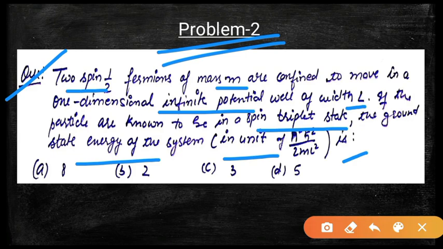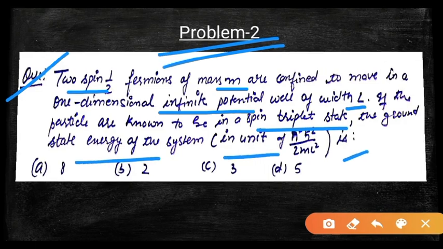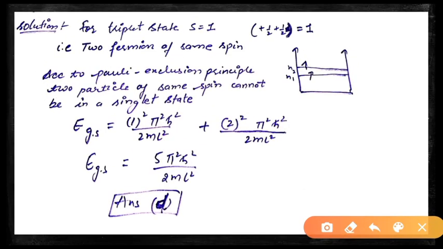So here we have to simply find the ground state energy in the unit of pi square h cut square upon 2 m L square. In this problem we have an infinite potential well of width L, and we have to find the ground state for the triplet state. For the triplet state, we know that the total spin will equal 1. Triplet state means two fermions of the same spin, and that's why total spin, half plus half, will equal 1.